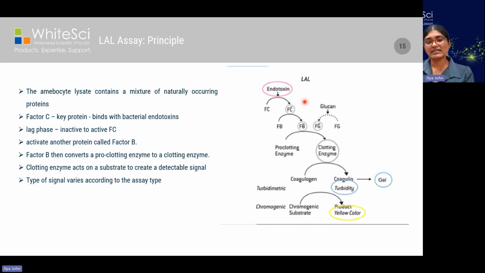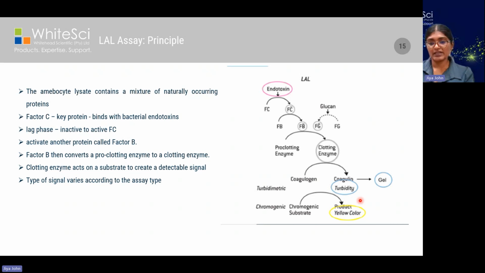Once we have your activated factor C, it then goes and activates another protein, factor B, which then converts a pro-clotting enzyme to a clotting enzyme. For commercial purposes, you have to somehow see this reaction happening. So they have come up with a substrate that can react with the enzyme and give us a detectable signal. This signal can be either gel formation, turbidity measurement, or yellow color.